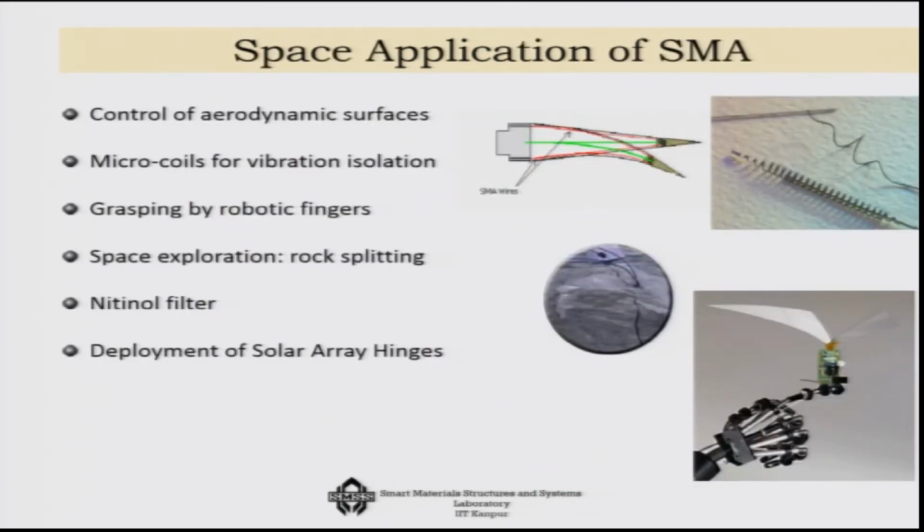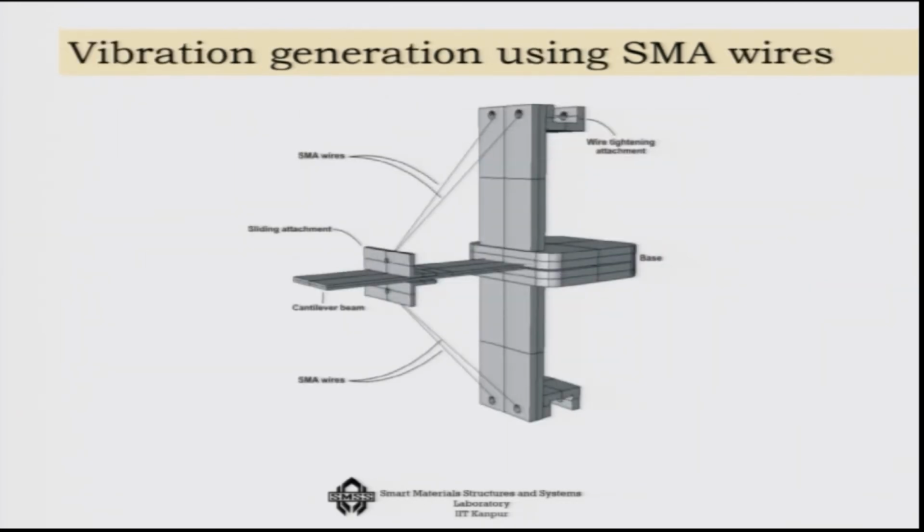Now, there are a lot of applications of these. For example, the two-way effects can be used for control of aerodynamic surfaces, so that you can bend it in a manner that it goes from one shape to another shape. You can use it for flapping of wings, for example. Then you can use it as micro coils for vibration isolation. Grasping by robotic fingers, people have tried it. Space exploration like rock splitting, nitinol filters, deployment of solar array hinges. There are many such space applications that are thought of by using this effect.